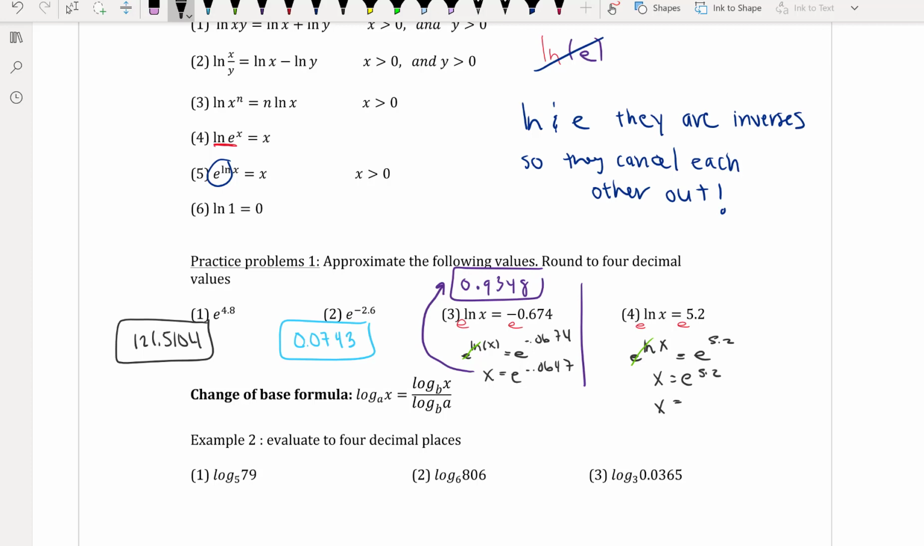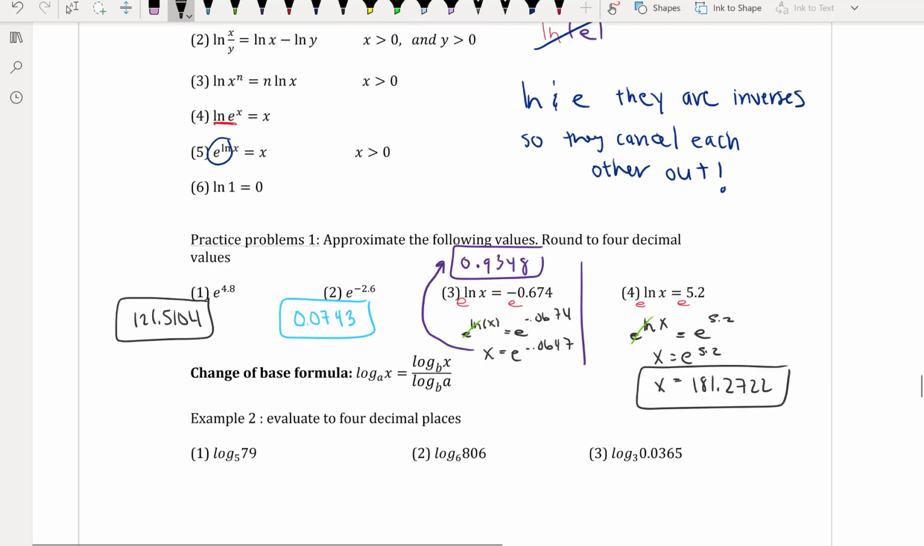So now I just get to plug that into my calculator. So e to the 5.2 power, and I'm going to round it to 4 decimal places. So 181.2722 is going to be my final answer.